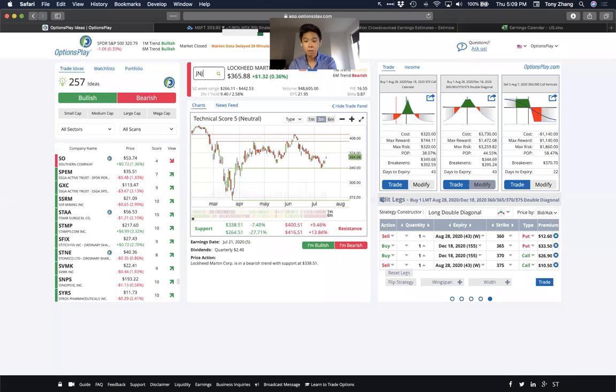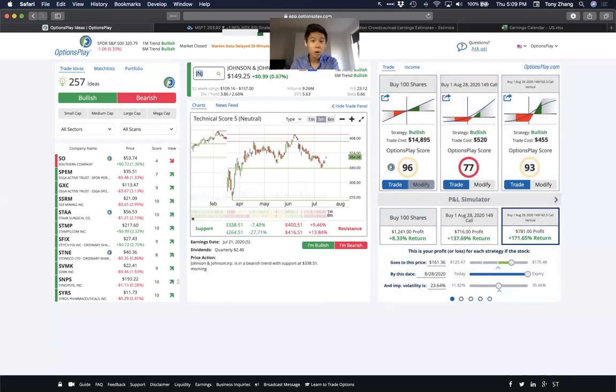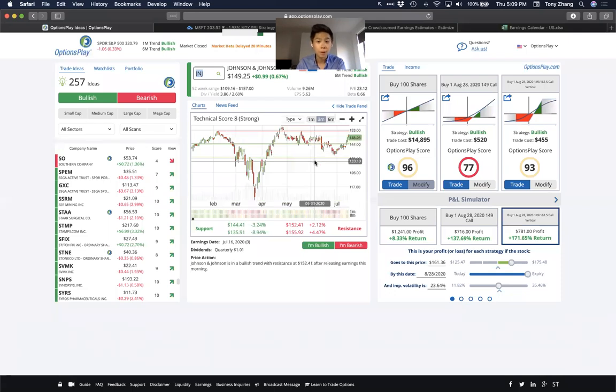When we opened this trade on Johnson & Johnson, it was trading at 142. We had the move all the way up to 148 prior to earnings. So you're absolutely right. If you don't expect the stock to move, you should not be buying a call or a put.